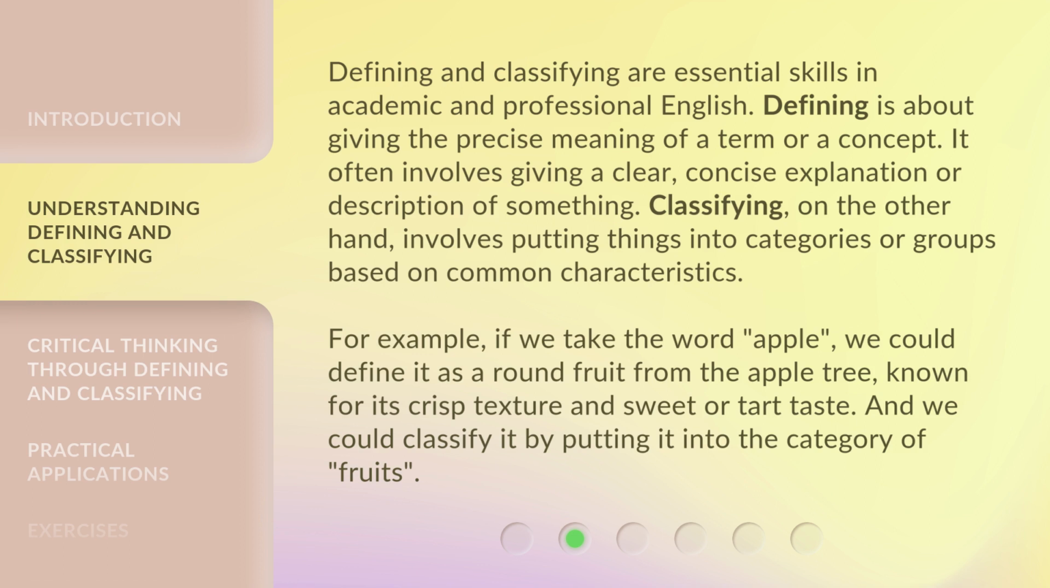For example, if we take the word apple, we could define it as a round fruit from the apple tree, known for its crisp texture and sweet or tart taste. And we could classify it by putting it into the category of fruits.